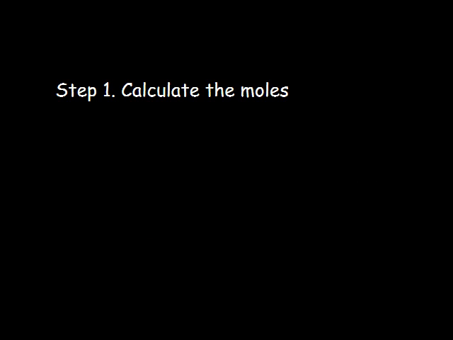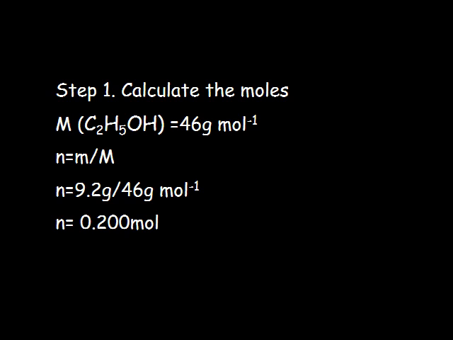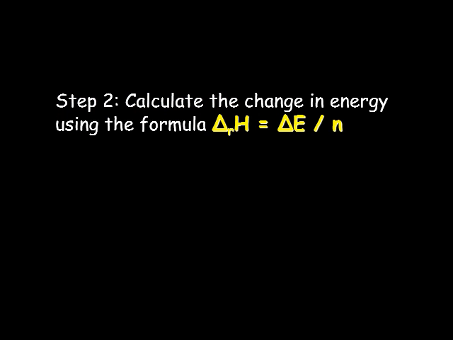So the first step is to calculate the number of moles. The molar mass of ethanol is 46 grams per mole. From our equations we know that number of moles equals the mass over the molar mass. So the number of moles therefore must be, if we substitute the numbers in, 9.2 divided by 46, which gives 0.2 moles of ethanol.